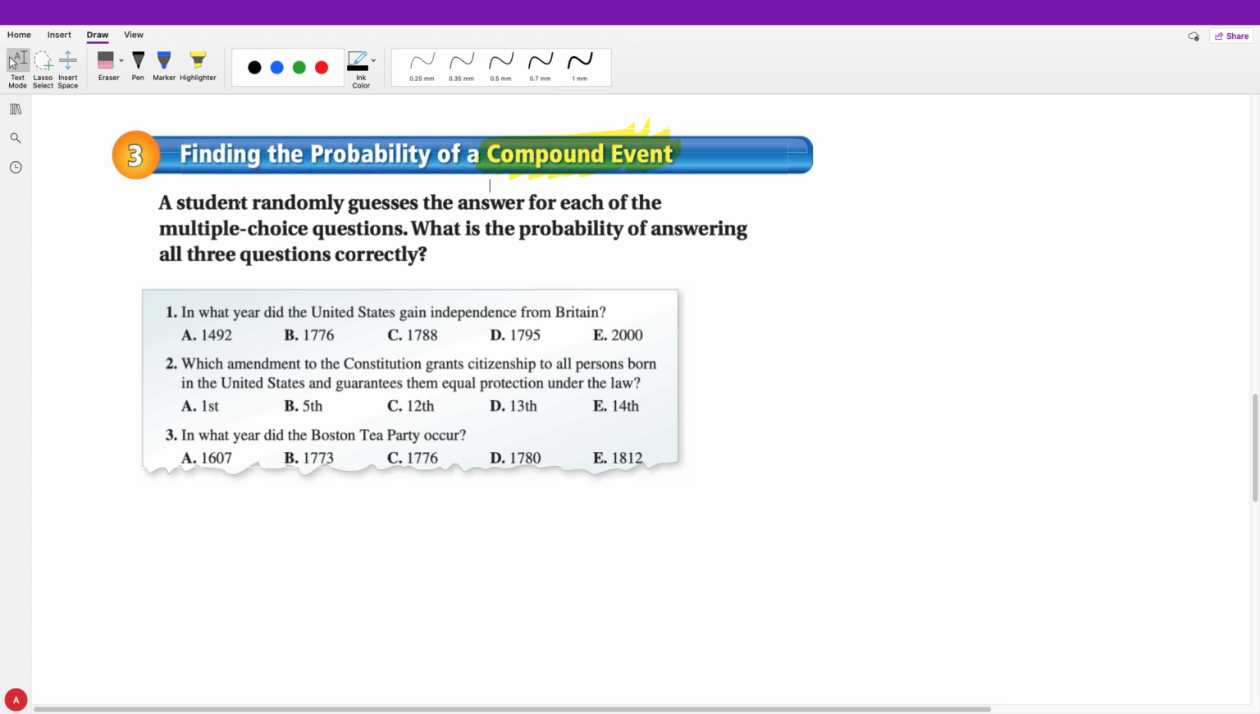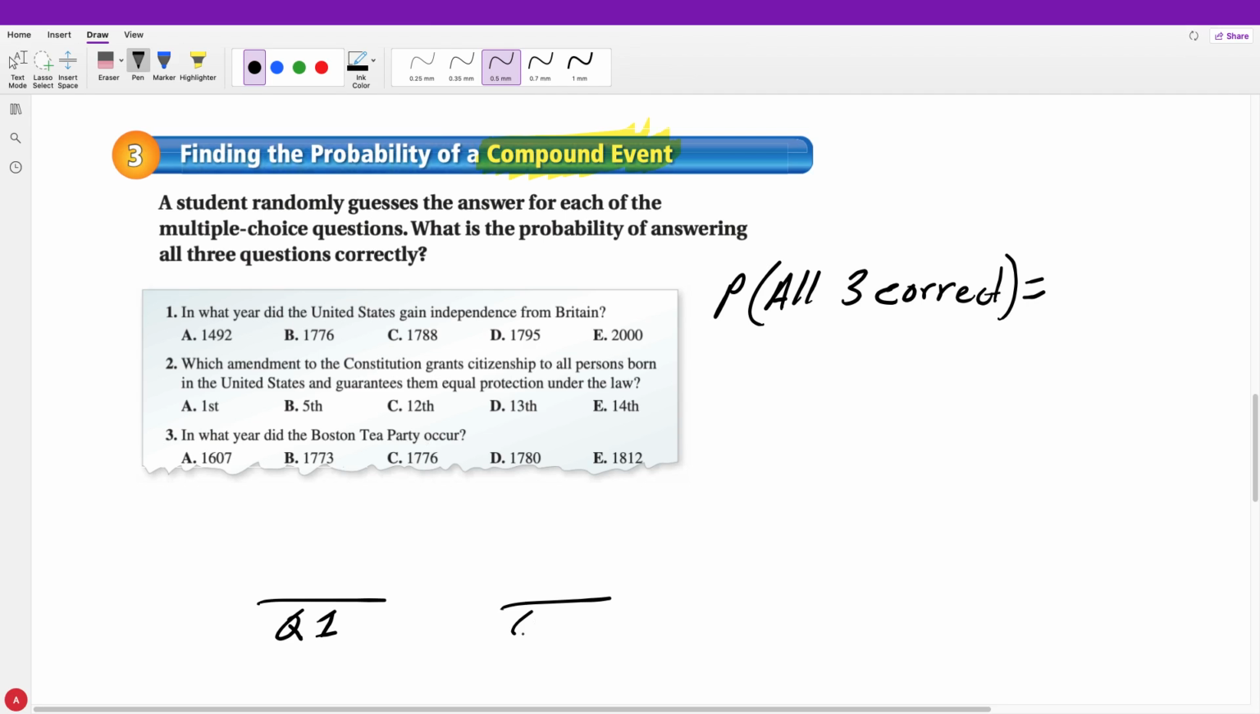It says a student randomly guesses the answers for each of the multiple choice questions. What is the probability of answering all 3 questions correctly? So what we're trying to find here is the probability of all 3 correct. Right, that's what we're trying to find. Now, there are 3 events. We have question 1, we have question 2, and we have question 3. Are these events independent or dependent? Whether you guess number 1 right or wrong, that's not going to change the likelihood of you guessing the next one. Because if you guess it right, it doesn't narrow down the choices. It doesn't eliminate a wrong choice for you in the second question. Or if you guess it wrong, it doesn't eliminate one. So each event is independent of each other.